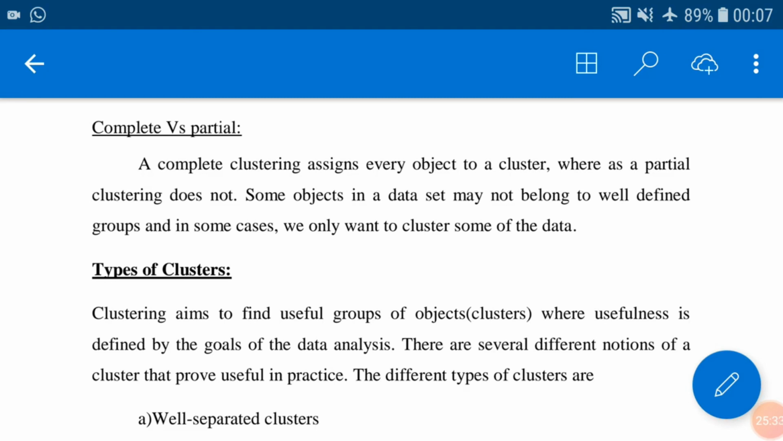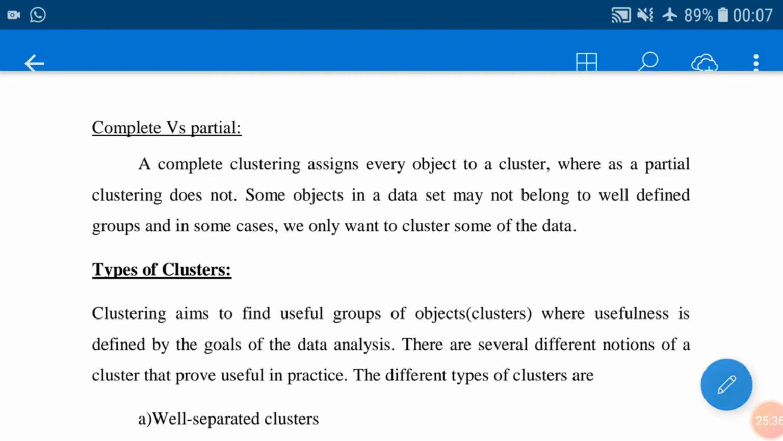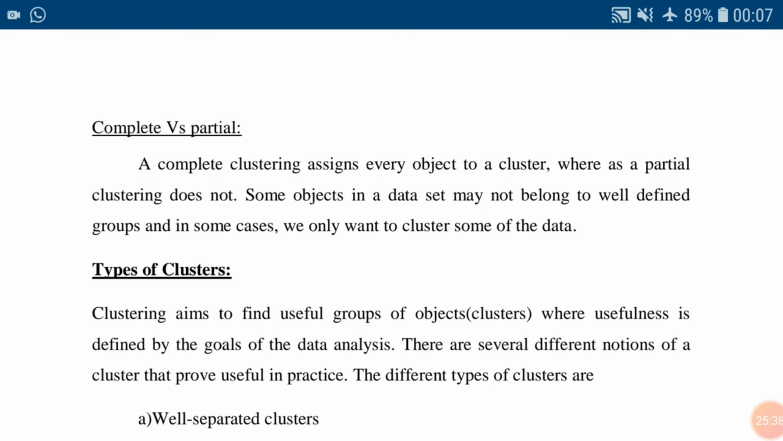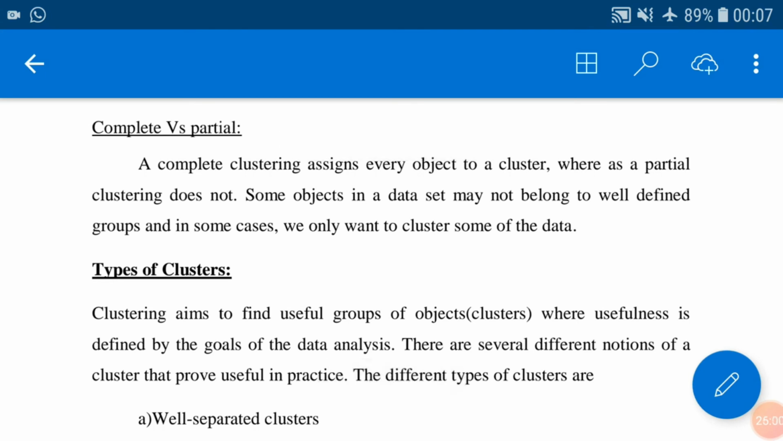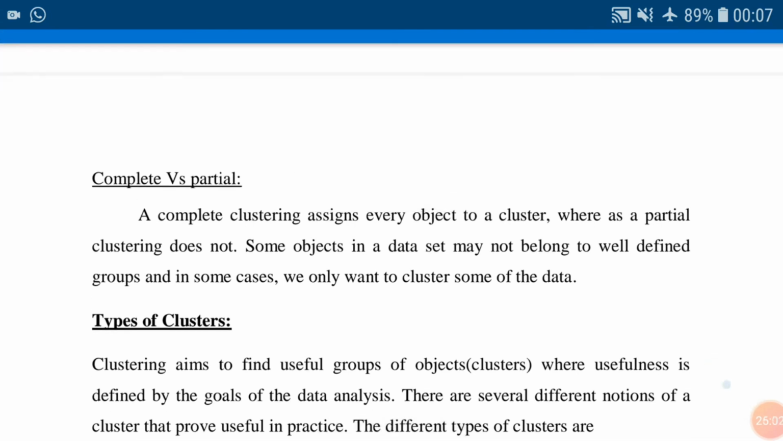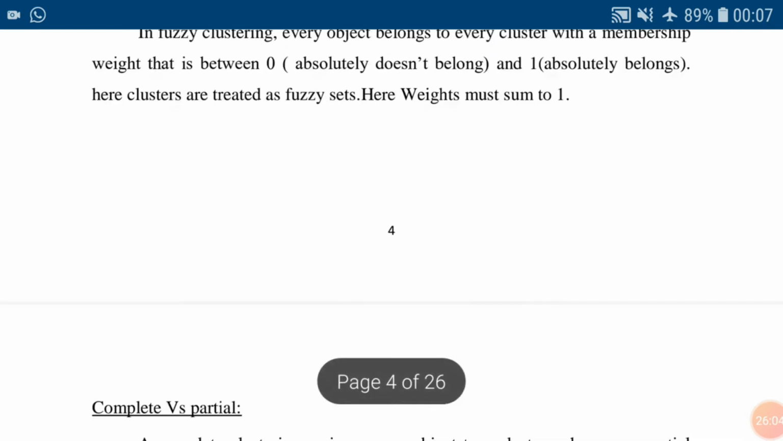So complete clustering means the elements are divided into groups, and all elements, all data items, are related to some cluster. Without relating to any cluster, there is no such case in the complete clustering technique. In partial clustering, some data elements are idle. Okay, so these are the different types of clustering techniques.